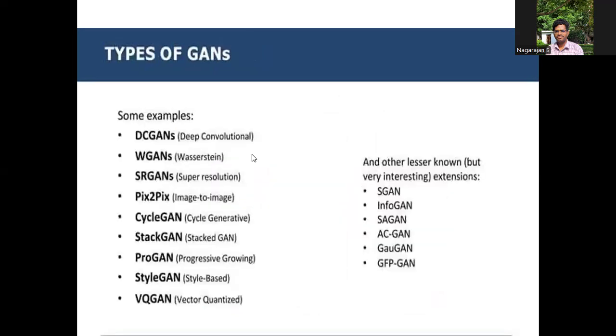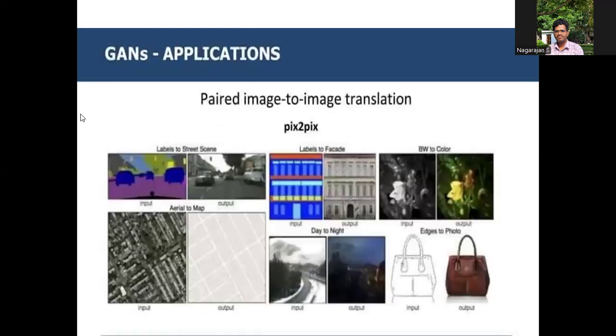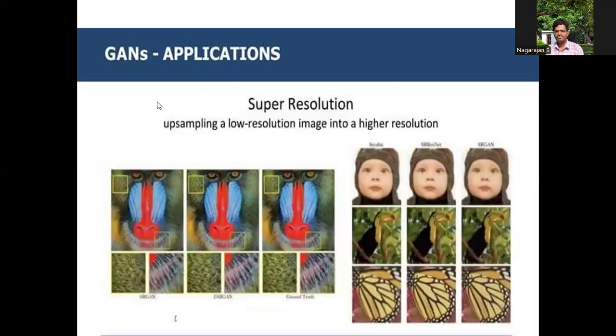There are many types of GAN: pix2pix, CycleGAN, StackGAN, ProGAN, and so on. And where can you apply them? If you want to apply GAN in real time, you can go for paired image-to-image translation, that is pix2pix. Let's say for roadways, you can see the input and output like this, with comparisons, and super resolution, where you can check whether something belongs to an animal, a monkey, a child, or anything like that.